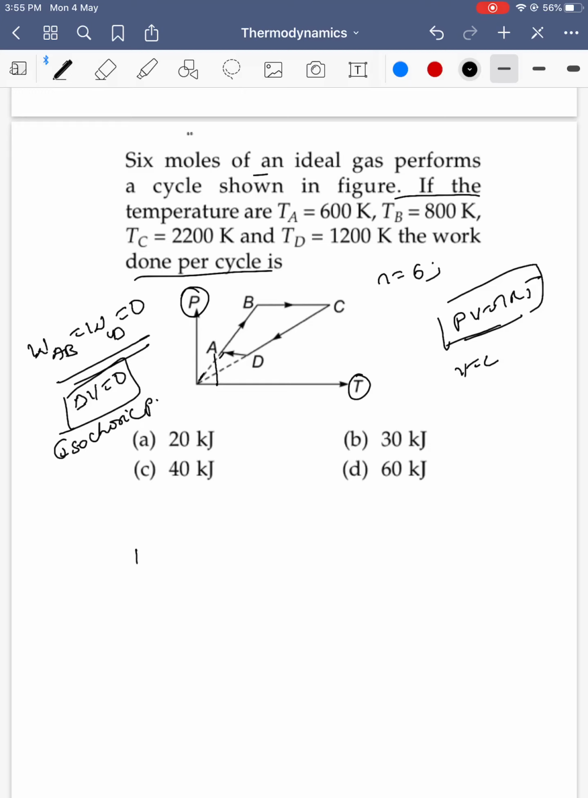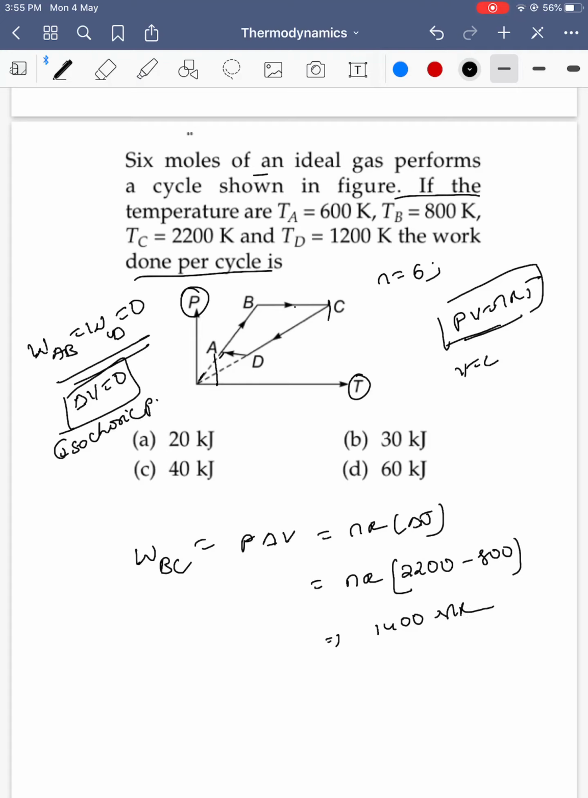So let's see the work done in BC. Work done in BC is an isobaric process, P into delta V, which can also be written as nR into delta T. So we know the final temperature is Tc, so n into R into Tc minus Tb, where Tc is 2200 minus Tb, which is 800. So we will get 1400 into n into R. This work done is positive because the volume is increasing.